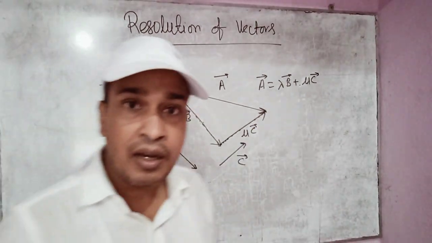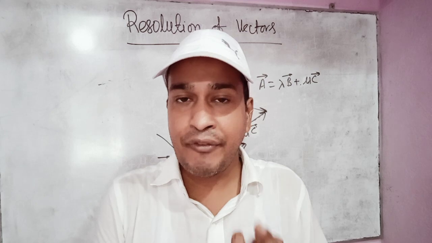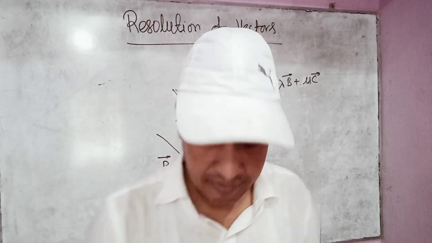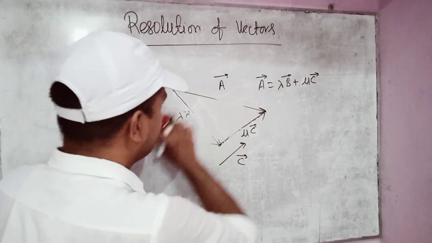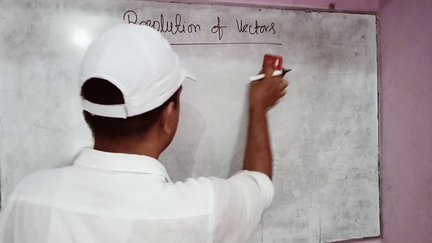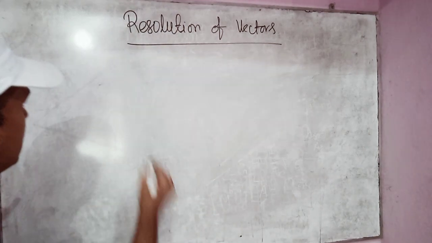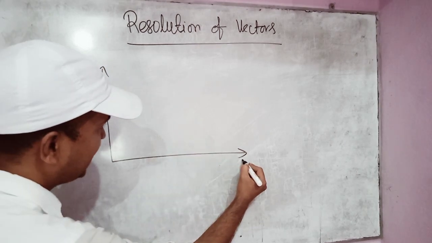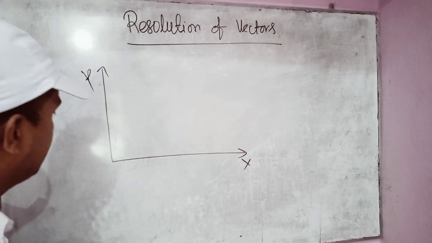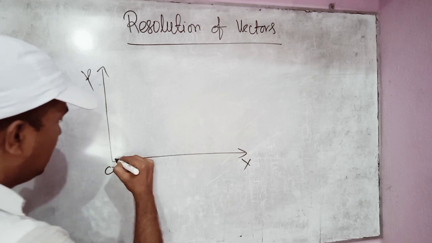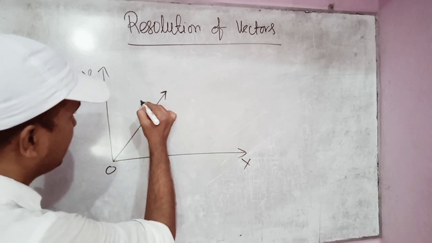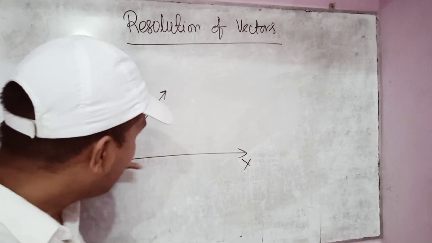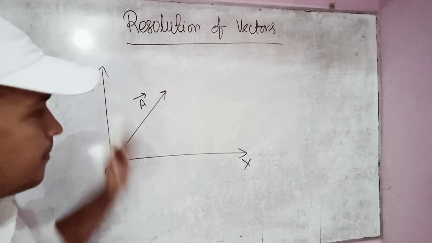Now we will learn how to resolve a vector along the x-axis and y-axis in the xy plane. Let us see how we can do it. This is the xy plane, this is the x-axis and this is the y-axis. And let this be the origin. Let there be a vector A. We have to resolve vector A in the x direction and in the y direction.